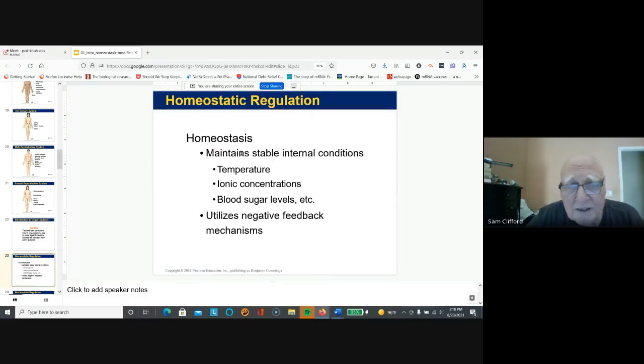So homeostasis is that your body devotes the energy you get from your food to maintain your temperature, to keep your ionic concentrations the same. You want to have the same amount of ions in your extracellular fluid. You need a certain ionic concentration in your intracellular fluid in the cells. It has to maintain blood sugar level.